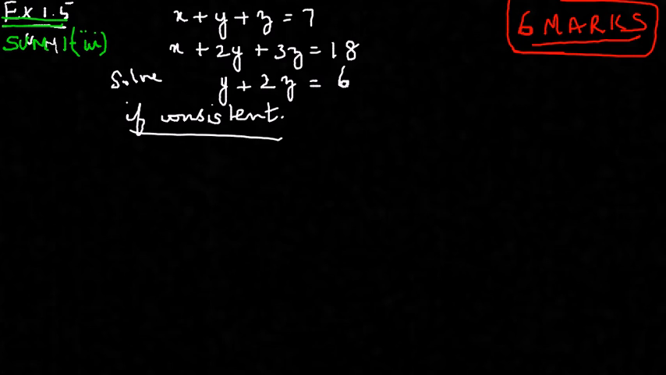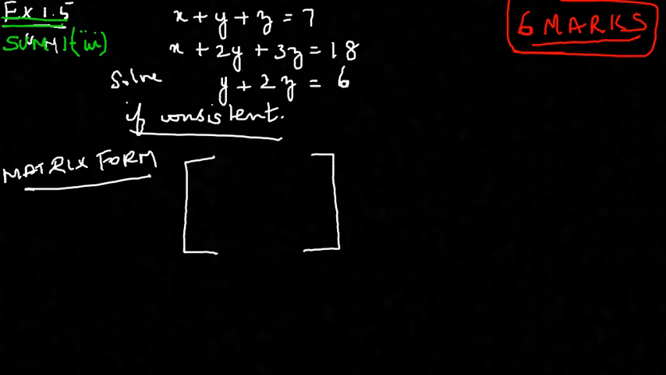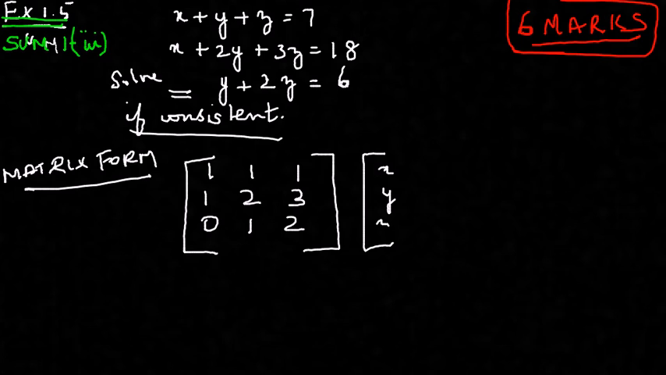Okay, so to find if it is consistent, what is the first thing we do? We should write it in the matrix form, right? Remember example 1.24? It's similar to that. So let's get started. How do we write the matrix form of this? Write the coefficients of x, y, z. From the first equation it's 1, 1, 1. Second equation it's 1, 2, 3. Third equation there is no x, so I'll put 0, 1 and 2. Right, when we multiply this with x, y and z, we get these three equations.